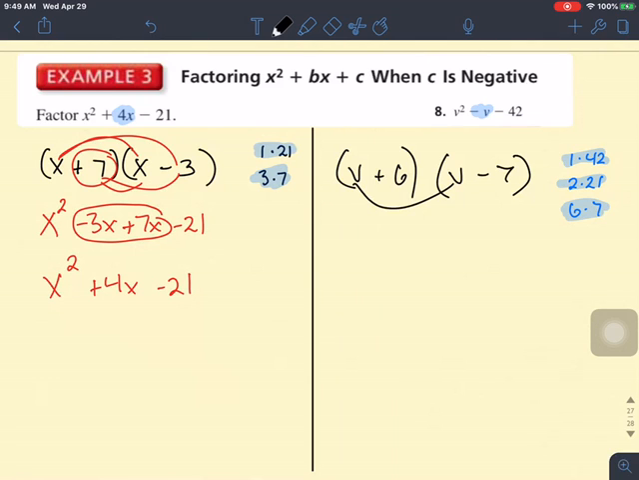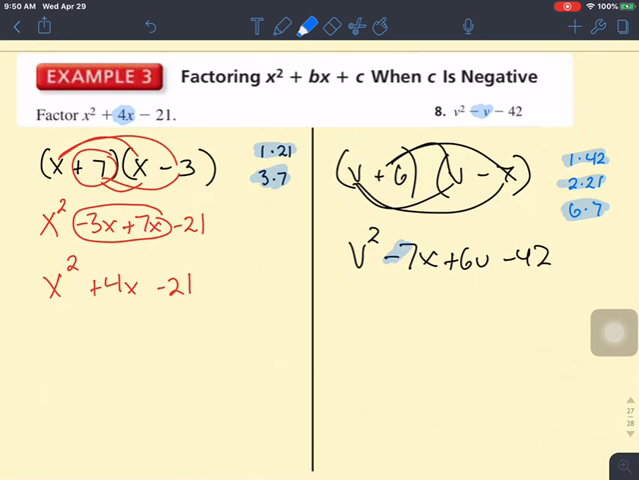And so we have v to the second, right? Negative 7v plus 6v minus 42. And here we go. We have the negative 7. That should be v, not x. So we have negative 7v and 6v. That'll give you the negative v in the middle that we're desiring. v squared minus v to the first minus 42. So that's how you factor when c is negative.